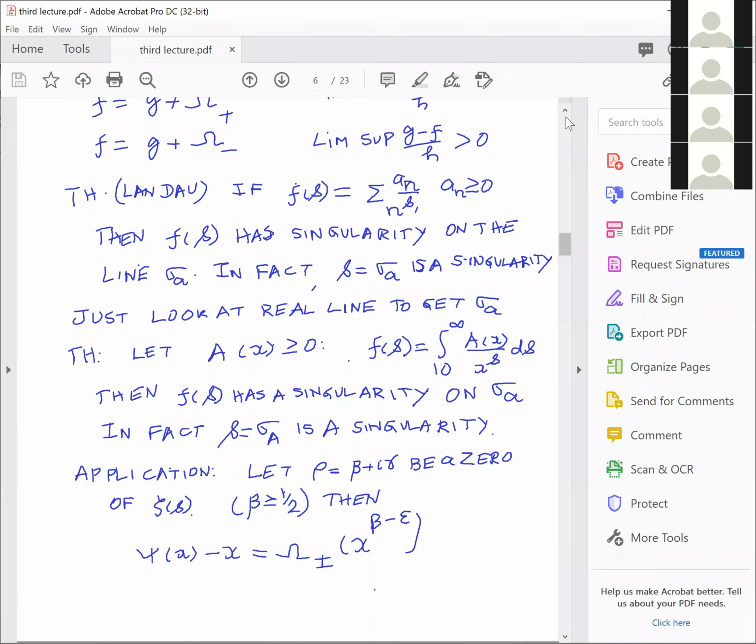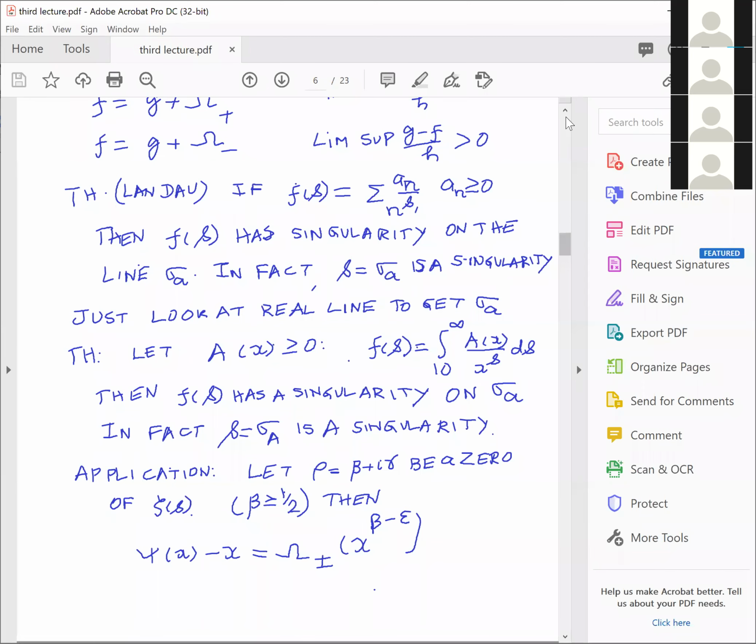Let rho equal to beta plus i gamma be a zero of zeta of s, with beta bigger than or equal to half. Then psi of x minus x is omega plus or minus of x to the power beta minus epsilon. What it says is, if there is a zero of the zeta function somewhere, then when you look at psi of x, which as I have already defined is the summation of lambda n for n less than or equal to x, the same as counting the primes with the weight, then psi of x minus x is at least as big as x to the power beta minus epsilon. And in fact, sometimes it will be positively bigger than x to the power beta minus epsilon, and sometimes negatively bigger. And therefore, even under the Riemann hypothesis, it will be x to the power half minus epsilon.